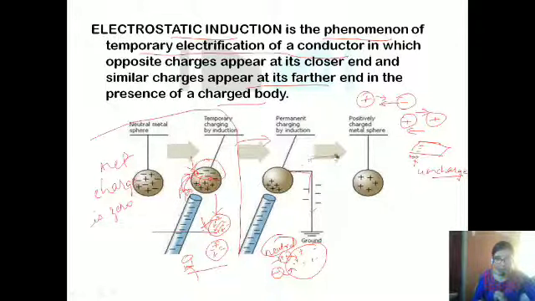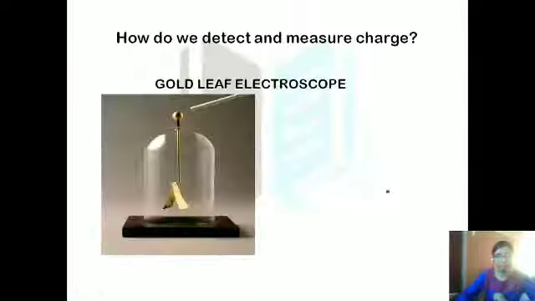Now in the last step, we will move this rod away from the sphere. Because of the property of the conductor, free charges can move freely through them, so these positive charges will be uniformly distributed. Now this metallic sphere is positively charged. This is how we can charge a body with the help of electrostatic induction.